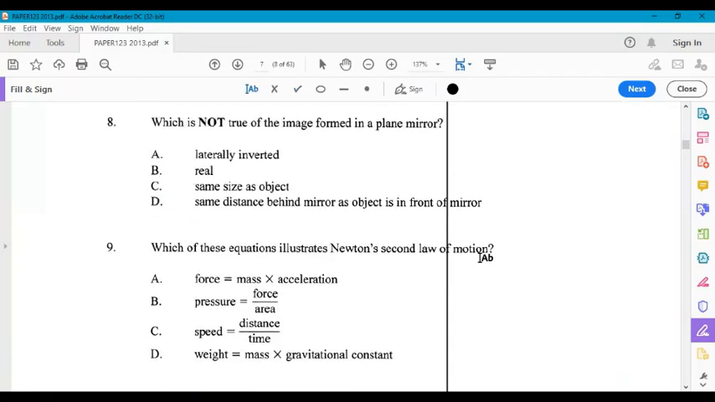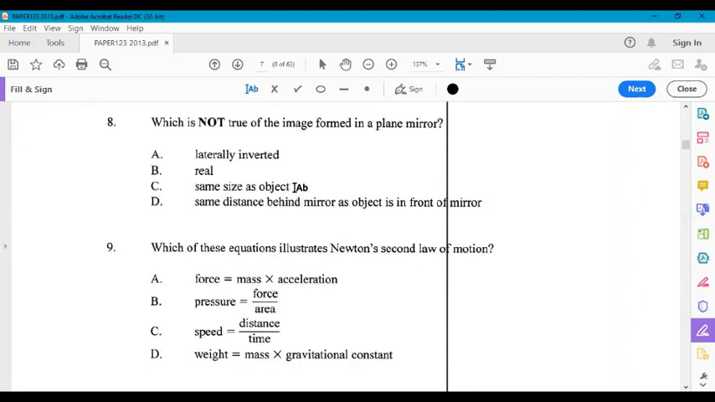All right, number 8. Which is not true of the image formed in a plane mirror? So in other words, which one of these is not a characteristic of a plane mirror? Okay, when you look in a plane mirror and you hold up your left hand, you're actually going to see that the image of your hand is inverted laterally, which means it's left-right reversed.